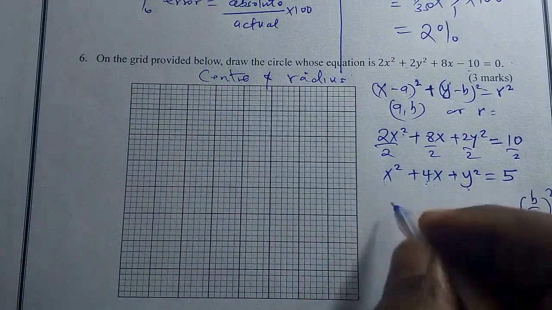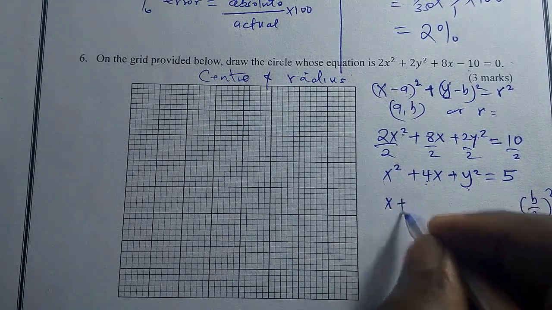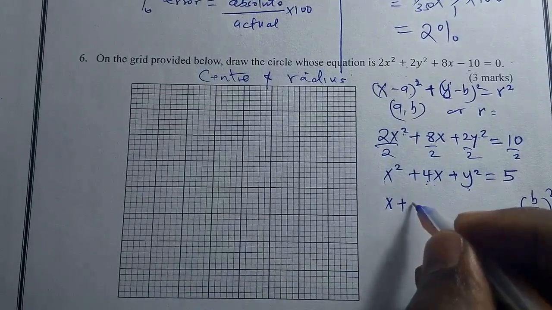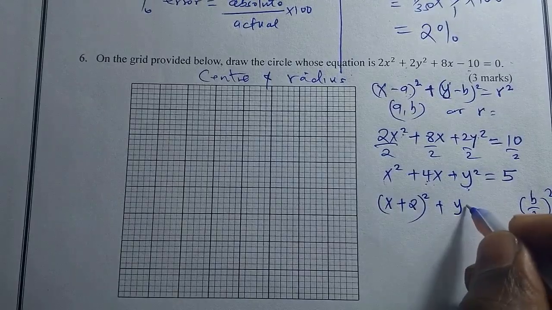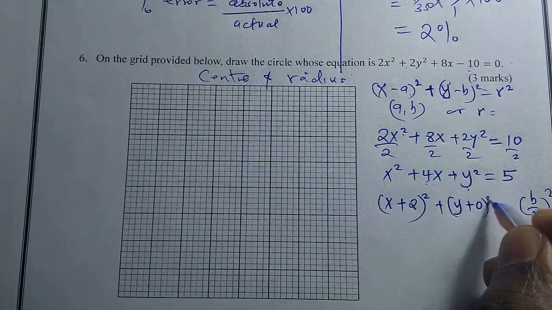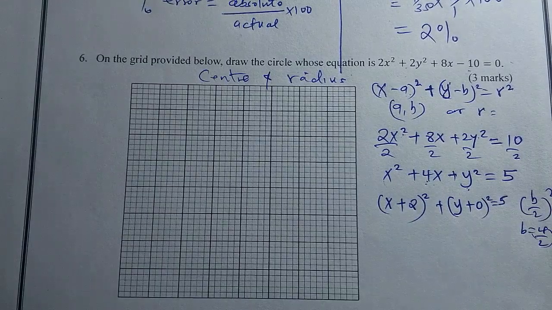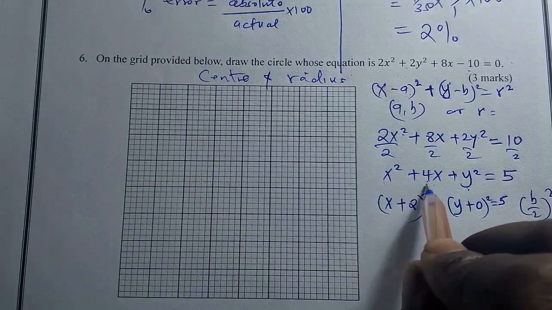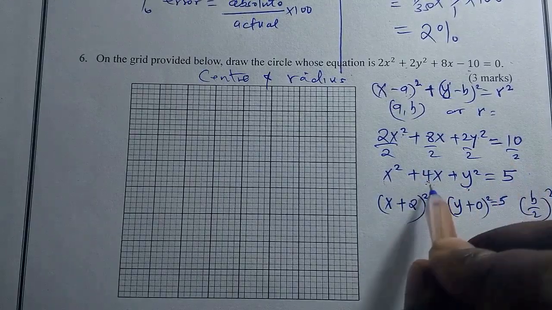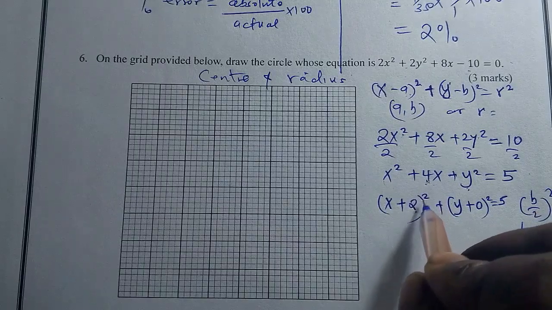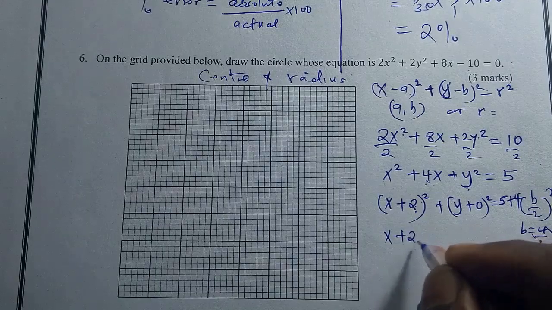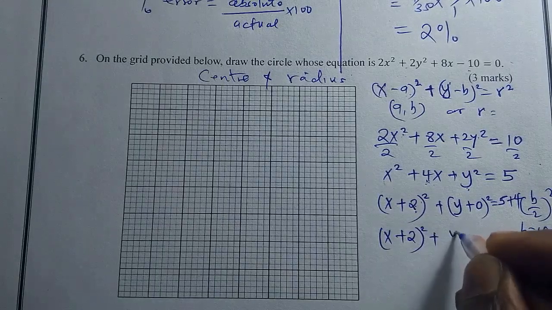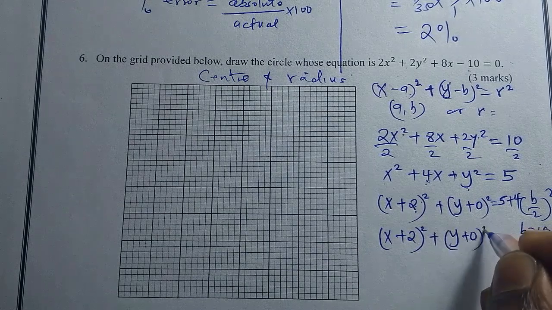So we are going to have x plus 2 squared plus y plus 0 squared is equal to 5. But remember what we have done here, you need to add it on the other side. So 2 squared is supposed to be added on the other side, plus 2 squared, which is 4. So x plus 2 squared plus y plus 0 squared is equal to 9.